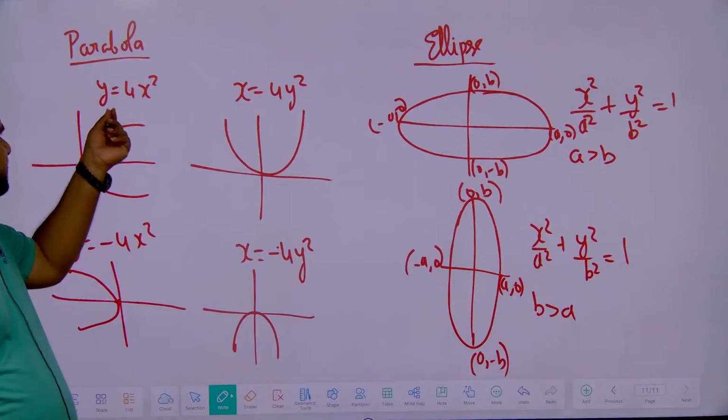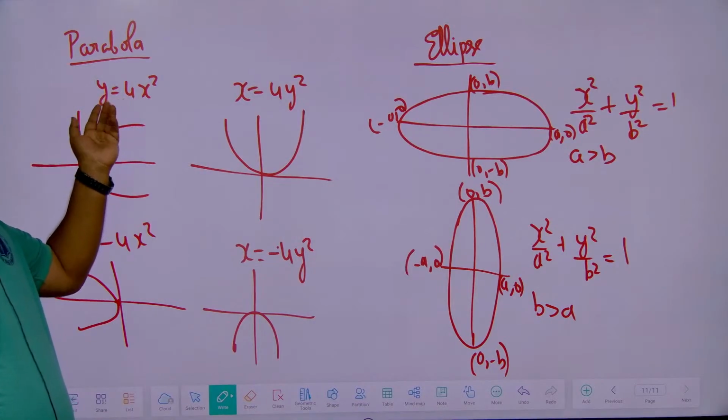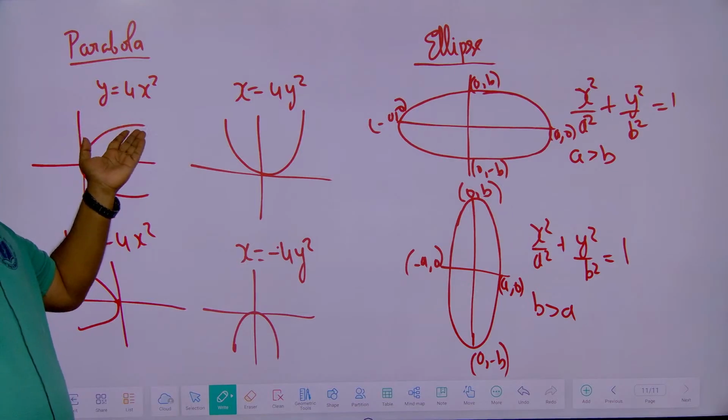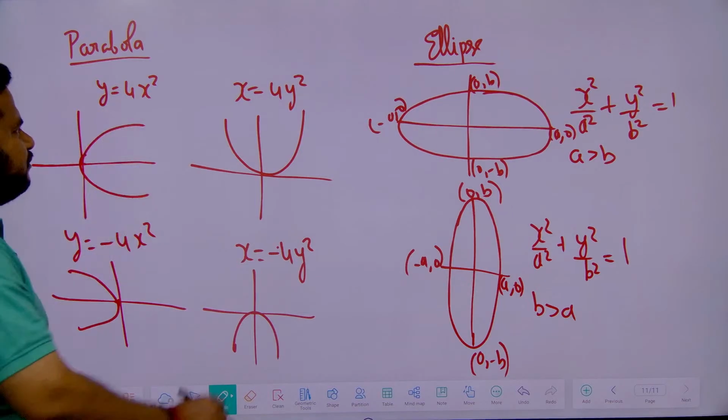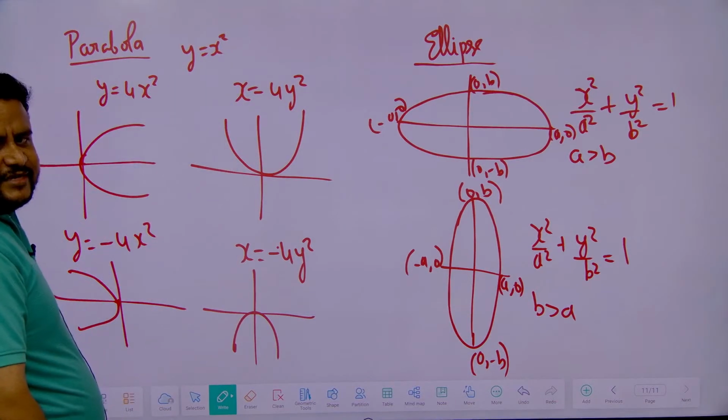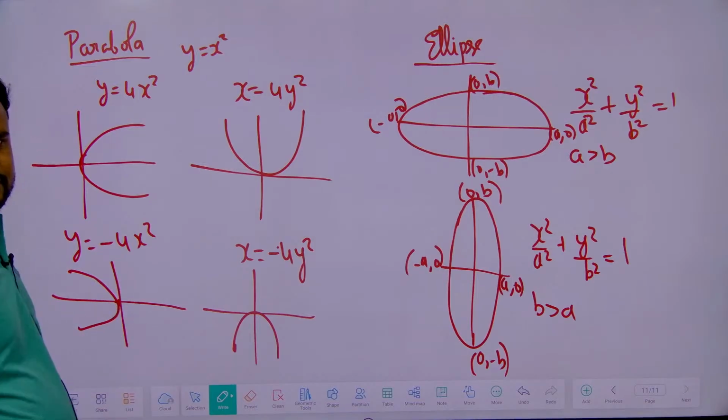See, this 4 means they are talking about the length of the latus rectum. Even if they don't give 4, you can write it is a parabola only. If you write only y is equal to x square, still it is a parabola, which was a question in yesterday's test. If they give x is equal to y square, that is also a parabola. Y is equal to minus x square is also a parabola. X is equal to minus y square is also a parabola.